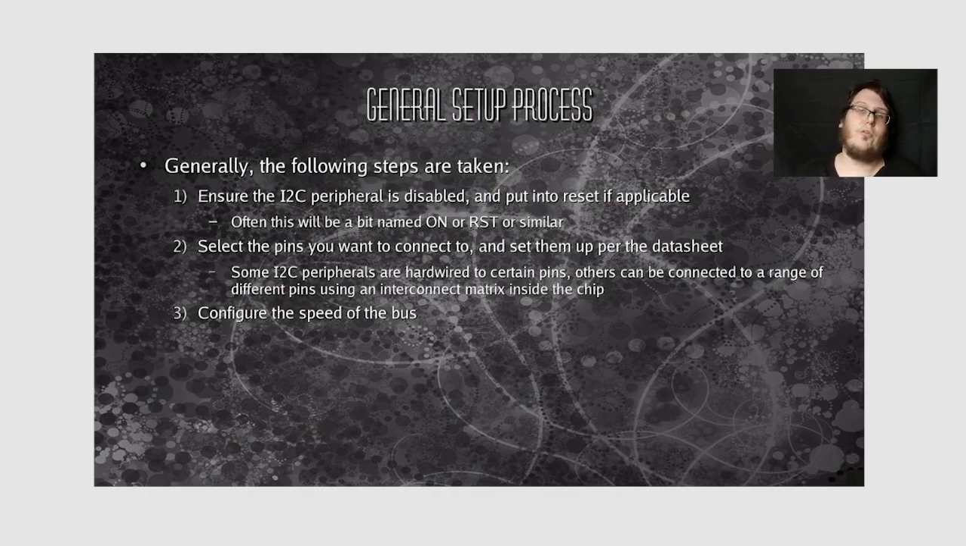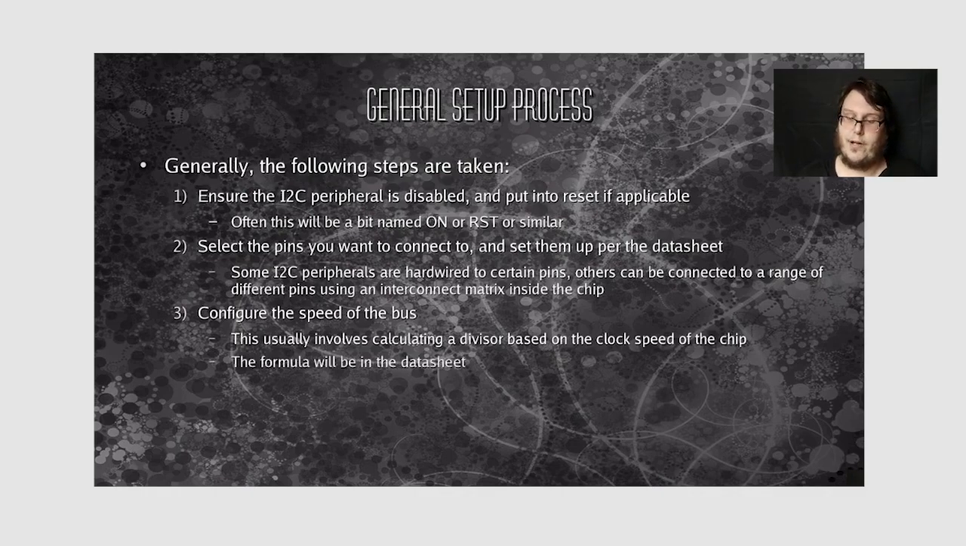Configure the speed of the bus, so decide whether you're going to be running at 100 kilohertz, 400 kilohertz. Usually you have to calculate a divisor based on the clock speed of the chip. Some chips have separate clock systems just for the peripherals, so make sure that you have the clock system set up correctly, or just look up what the defaults are for the chip you're using and then make sure you base it on that. The datasheet should tell you which clock it's based on, or it'll let you pick which clock you want to derive your baud rate from. Sometimes there's a formula that goes along with it.